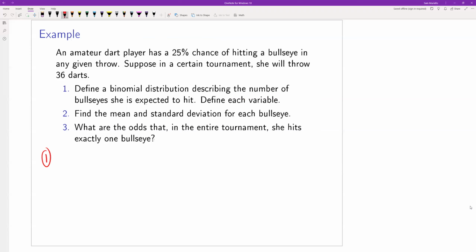We'll start off with number 1 here. We have to define our variables. So we say let X, we could choose a different letter, but we'll keep going with X. Let X be the number of bullseyes.